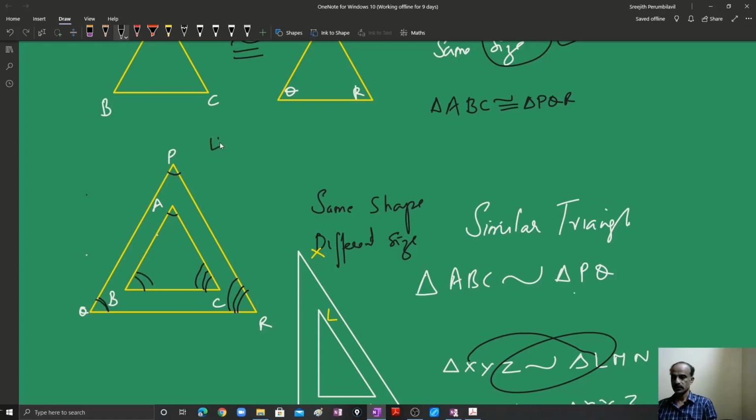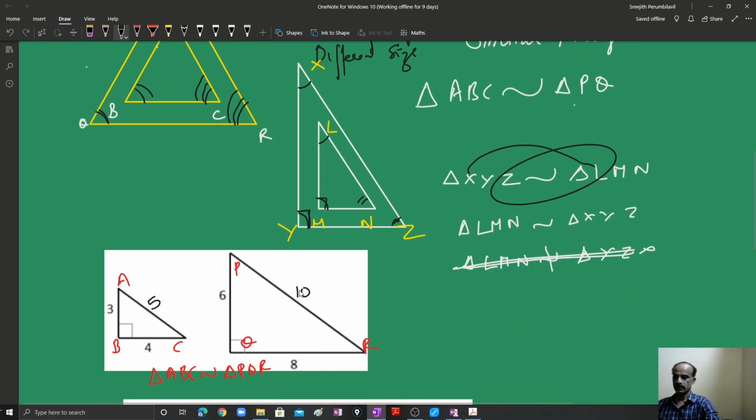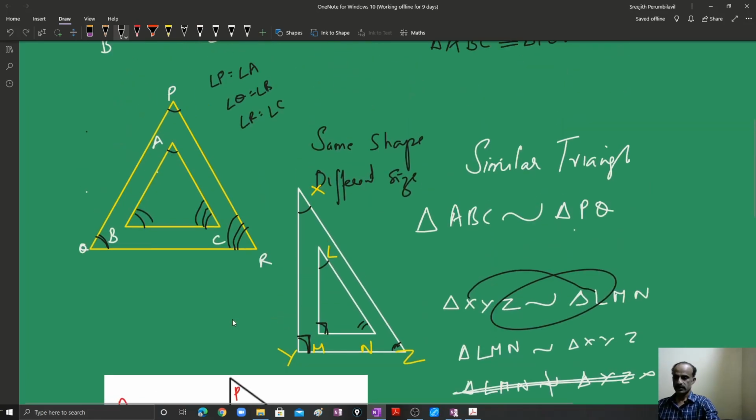That is, angle P is equal to angle A. Angle Q is equal to angle B, and angle R is equal to angle C. So their corresponding angles are equal. That's what I'm writing: corresponding angles are equal. Look at this. This angle is equal to this angle. Those are right angles, right? And similarly, these two are the same.